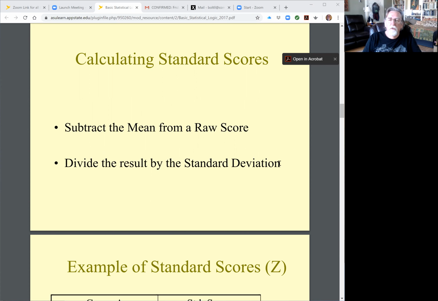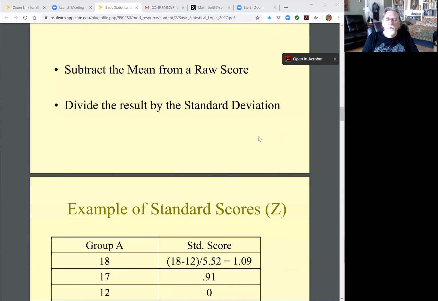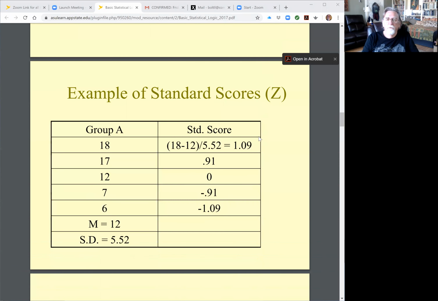Well, a standard deviation is one of the many unbiased estimators that we use in statistics to help us understand what would be the expected distribution of random occurring events. And in order to calculate standard scores, we take the difference between a particular value and the mean of the group that value is from, and we divide that result by what's called standard deviation. Now, that generates for us what are called z-scores.